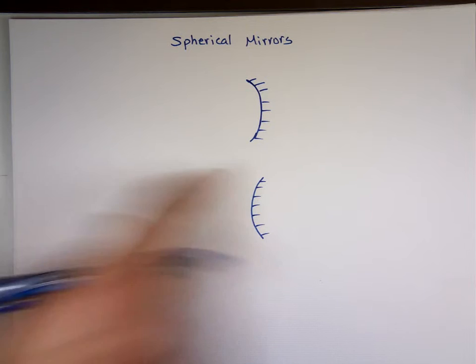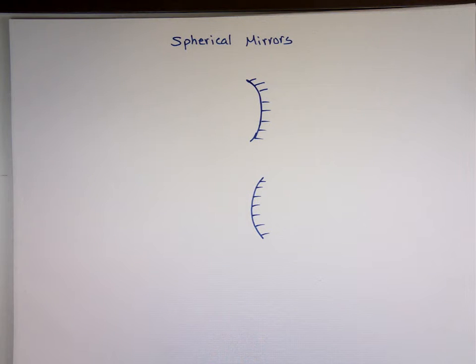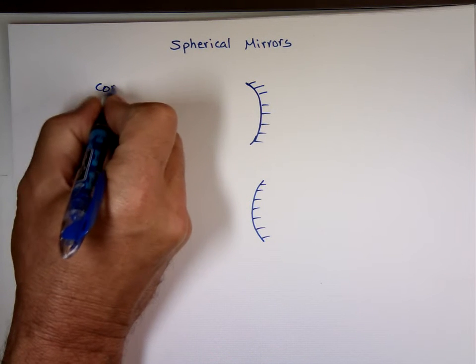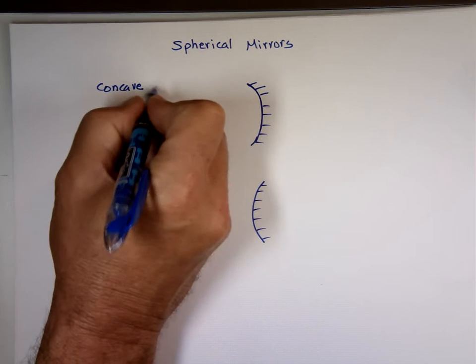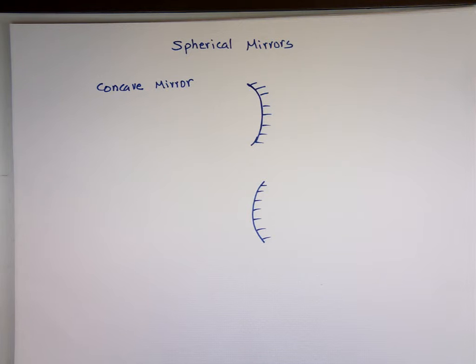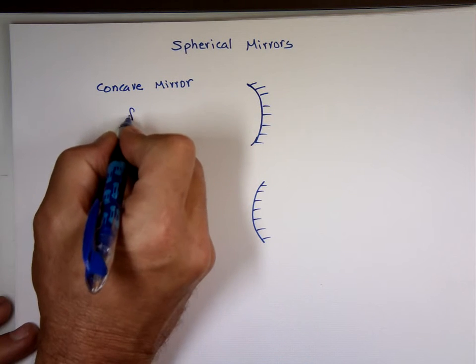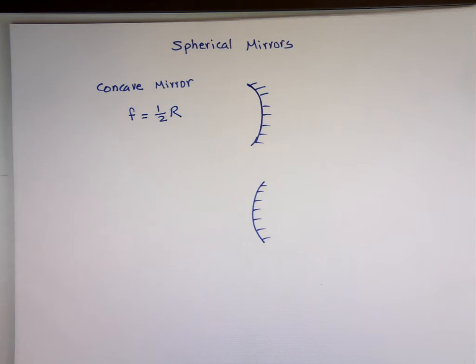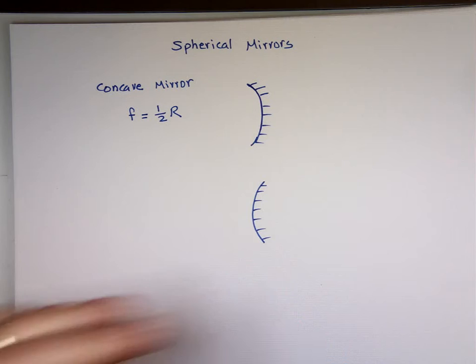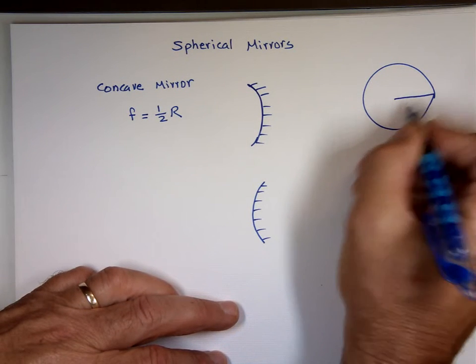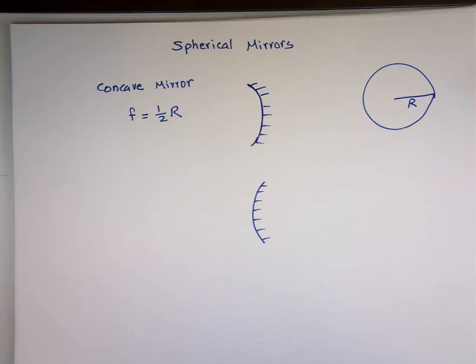So we have names for these. These are called concave and convex. This mirror is known as a concave mirror. And F, which is the focal point, we'll talk about that, is equal to 1/2 r, 1/2 the radius. Remember, this came from a sphere. We had a sphere with the radius r. You broke a piece of that.